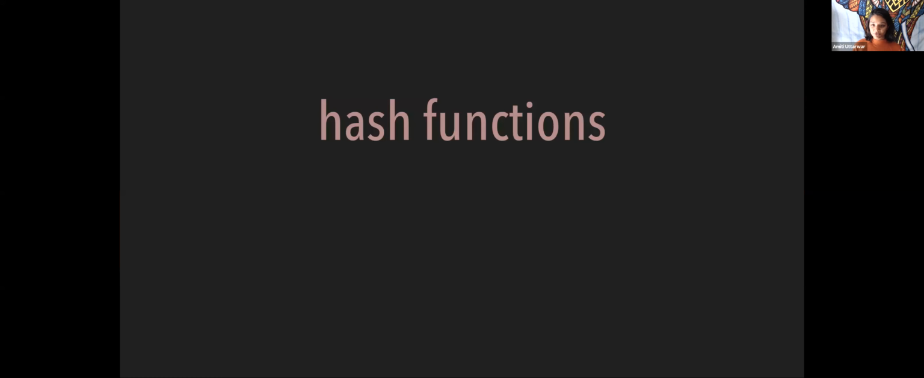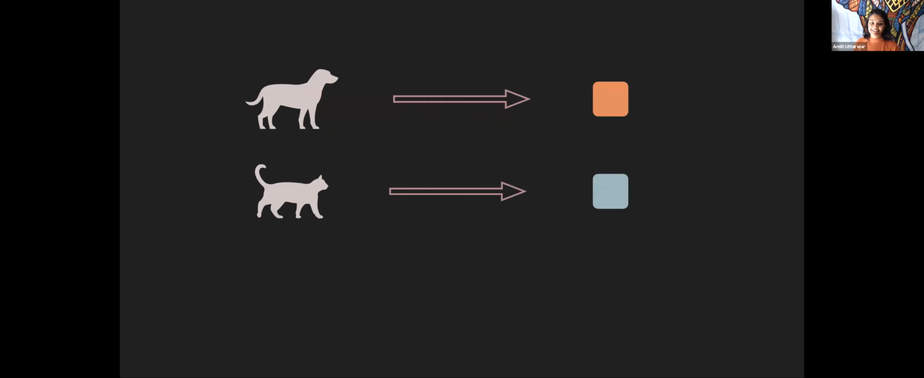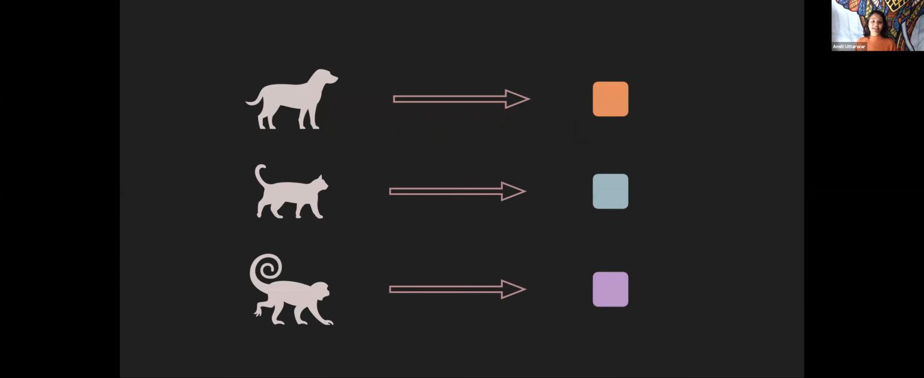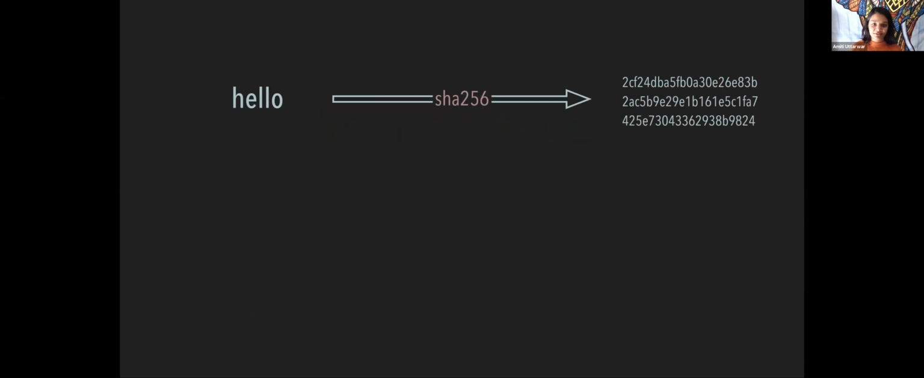So in order to understand proof of work, we're going to start with hash functions and another kind of silly metaphor. This slide tells you pretty much what a hash function is, where you can take objects of different sizes, shapes, data, and turn it into something that looks kind of homogeneous. So in practice, it looks more like this, where I can take the word hello, which is just an example string, and if I run it through the SHA-256 hash function, then I get this string of numbers and letters that you see on the right side.